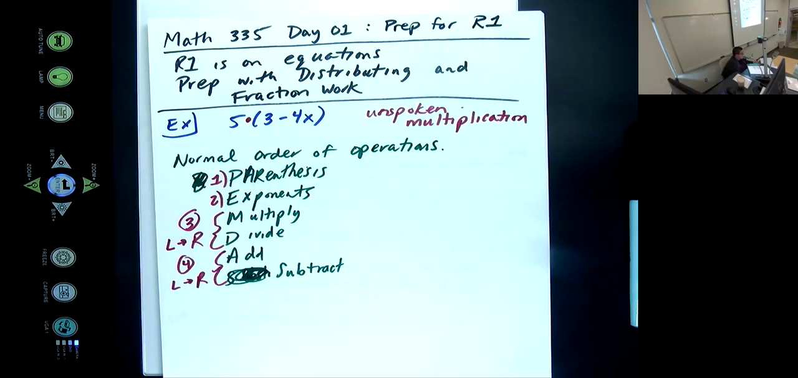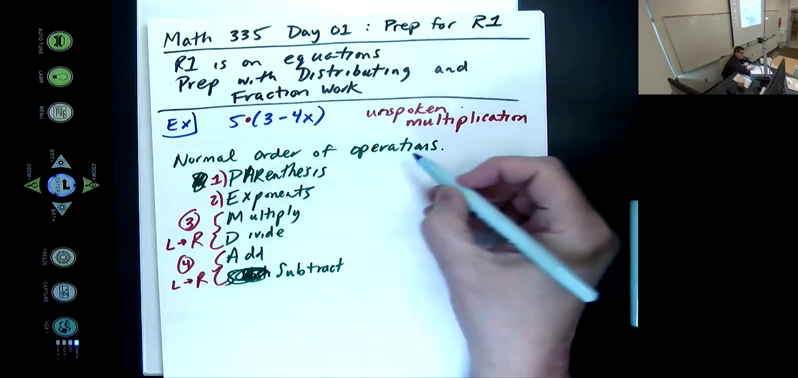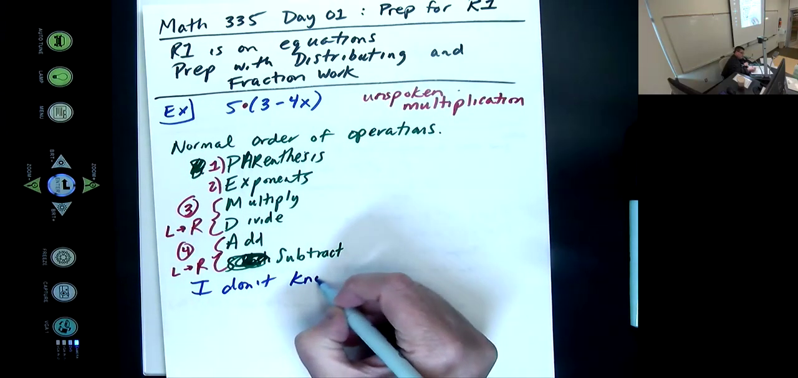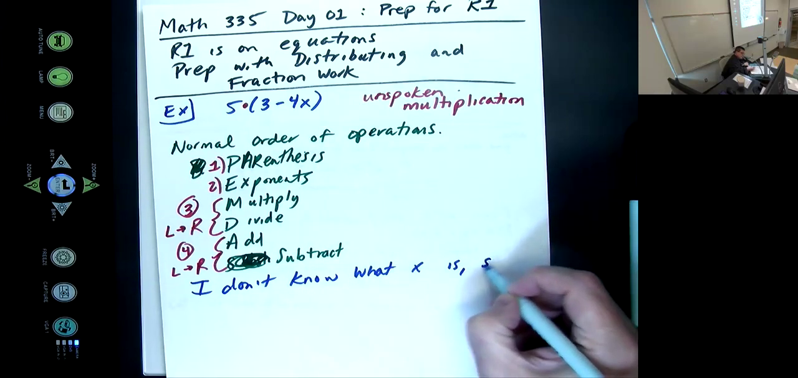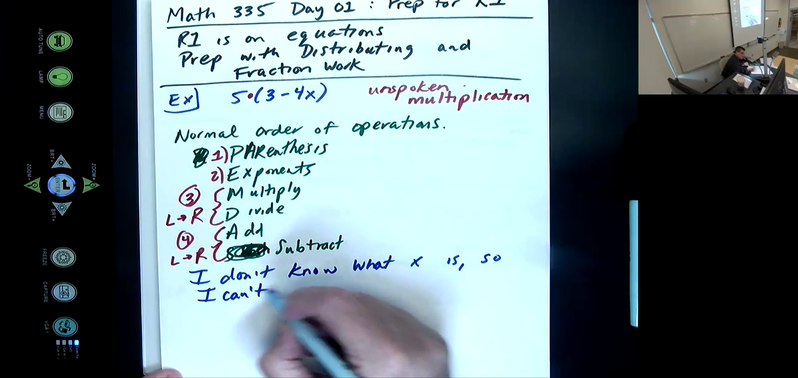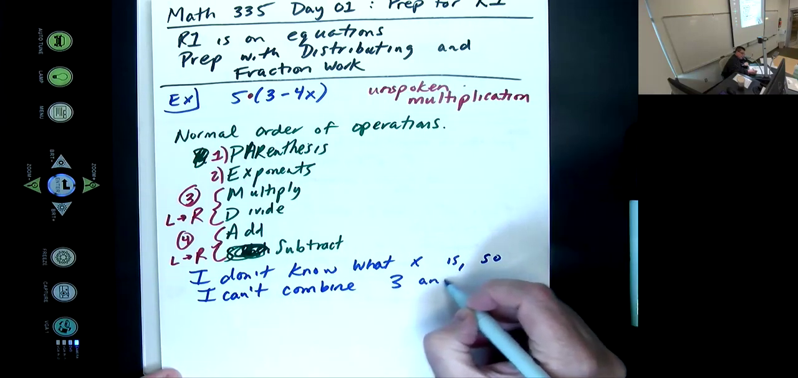Now that's how we normally do it, but that's when we only have numbers. Parentheses, we've got nothing we can do here. I can't combine 3 and the 4x because I don't know what x is. So I can't combine 3 and minus 4x.